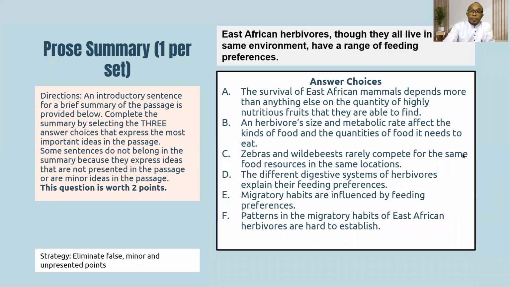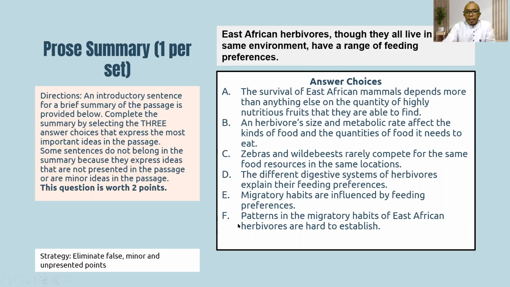All right, for this practice, let's practice identifying the false, minor, and unpresented points from the options. So try to skim or read for the gist in the choices here and try to identify which seems to be false or minor or unpresented points. All right, now let's check your guesses.